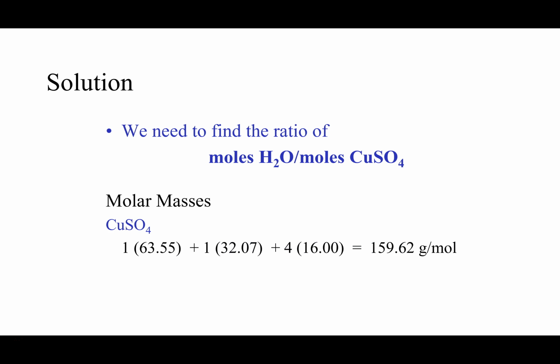So let's knock out some molar masses. For the anhydrous salt, we'll take 1 times 63.55 plus 1 times 32.07 plus 4 times 16.00. So that's the molar mass of the copper 2 sulfate. We need the molar mass of water, and that's 2 times 1.008 plus 1 times 16.00 for 18.02 grams per mole.